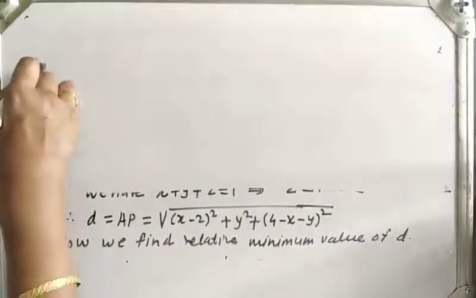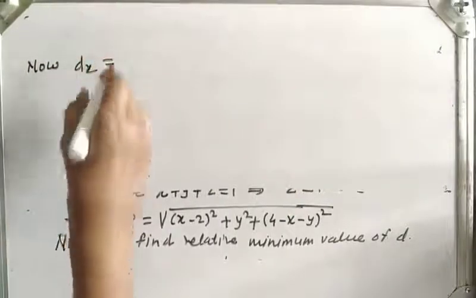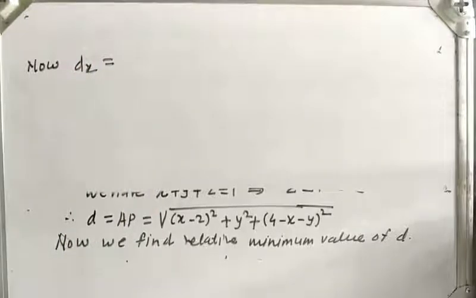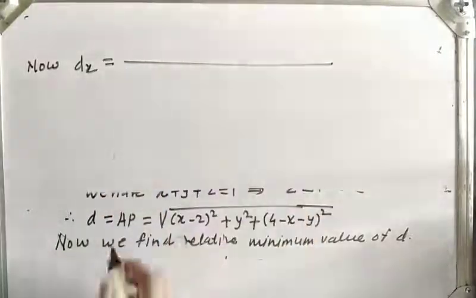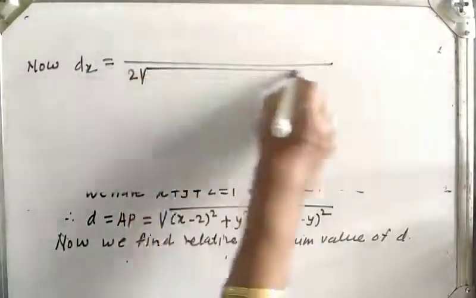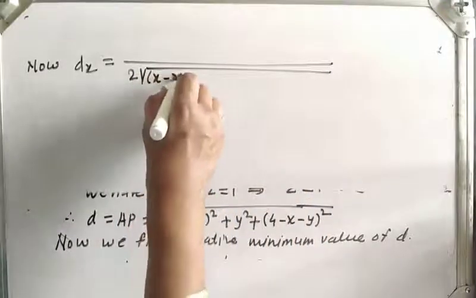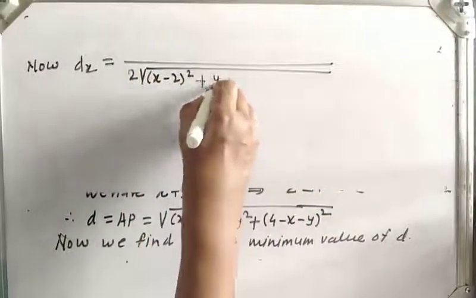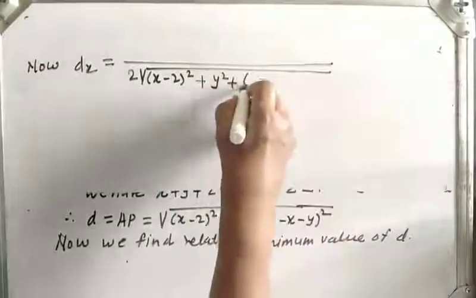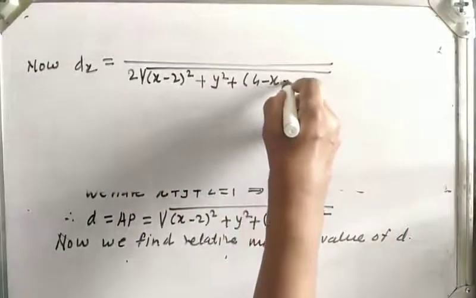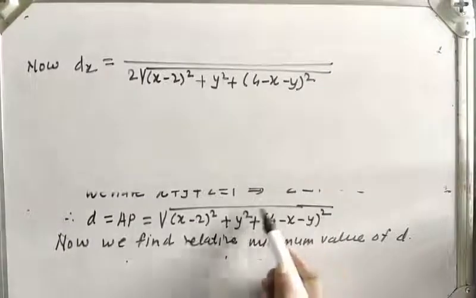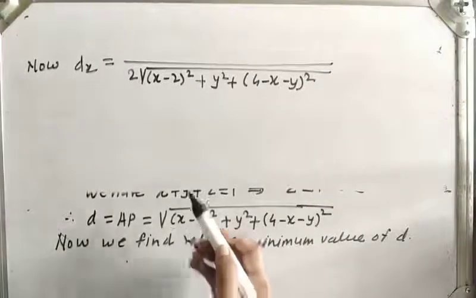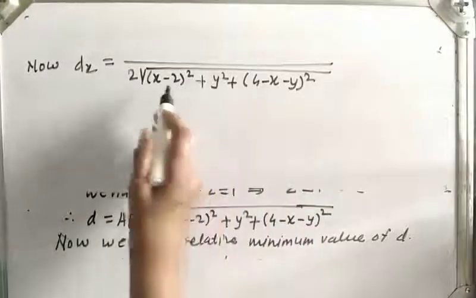So now dx, we have D. The partial derivative of root x is 1 upon 2 root x. So using that, its derivative will be 1 upon 2 square root of (x minus 2) bracket square plus y square plus (4 minus x minus y) bracket square. Again, the derivative of this bracket, the derivative of (x minus 2) bracket square plus y square with respect to x.